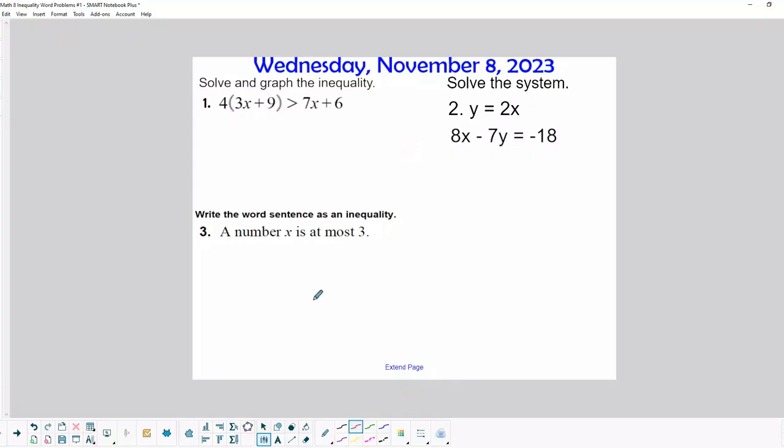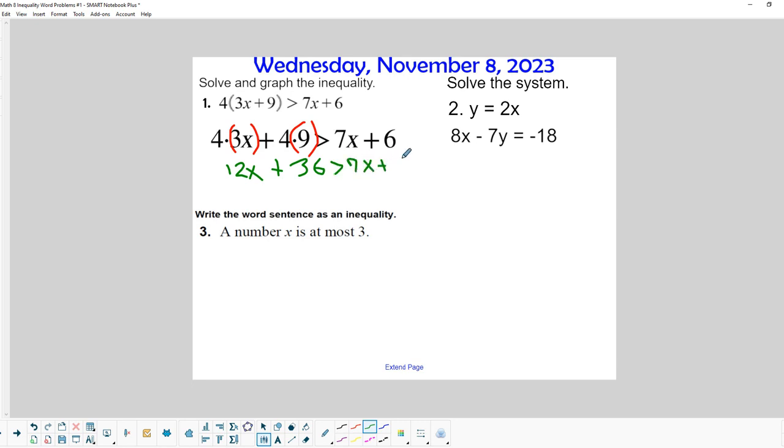Today, first of all, let's do a couple of bell work problems. We've got 4 times (3x plus 9) is greater than 7x plus 6. These are multi-step inequalities. We multiply 4 times each thing in the parentheses. So 4 times 3x is 12x, and 4 times 9 is 36, and all of that is greater than 7x plus 6.